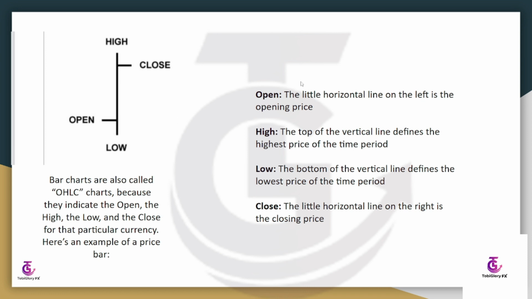Let's look at the open. The little horizontal line on the left is the opening price. We can see this. And let's look at the high. The top of the vertical line defines the highest price of the period. Now this is the high price of the period. Now let's look at the low, which is this. The bottom of the vertical line defines the lowest price of the time period, while the close, the little horizontal line on the right, is the closing price, which is this.